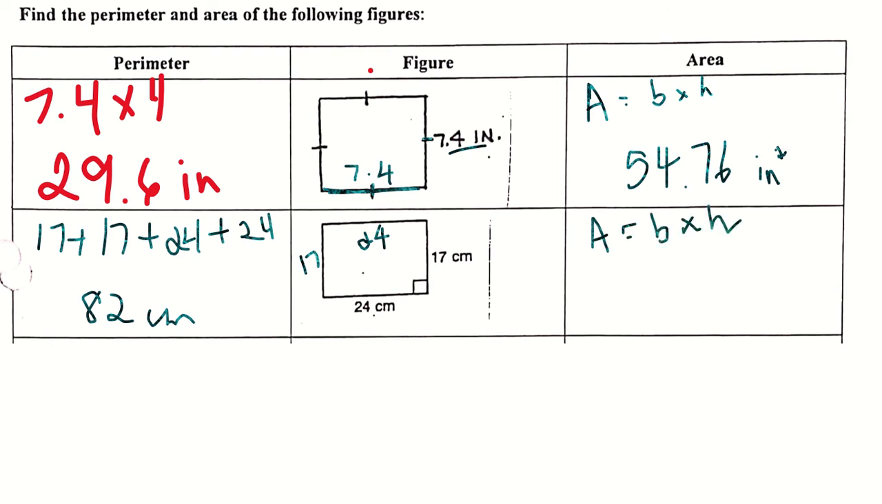Now the area, which is area equals base times height. So the base is going to be 24 times the height, which is 17, so you're multiplying those two numbers. 24 times 17, and that gets us 408 centimeters squared.